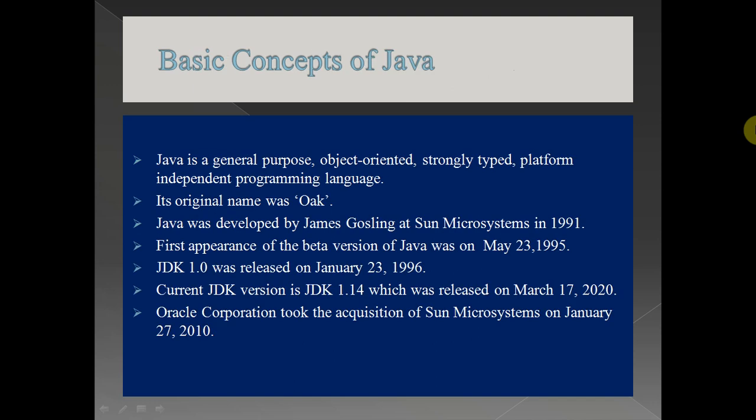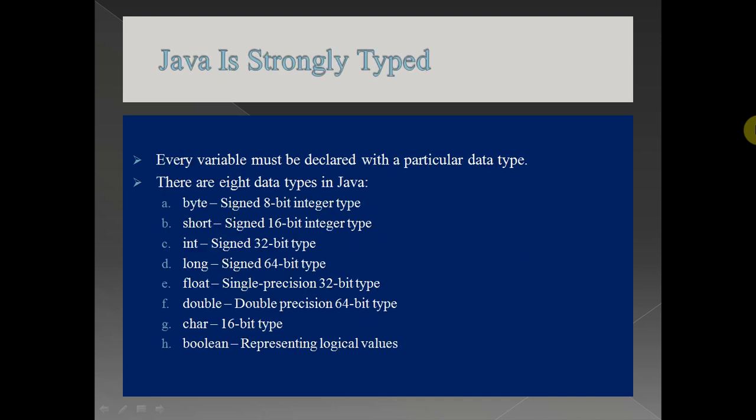The next point is that Java is strongly typed. What is it? Strongly typed in the sense that every variable must be declared with a particular data type. If we declare a variable x, it has a corresponding data type, whether it is integer or float, whatever it may be, the data type should be specified. If it is integer, we have to write int x. If it is float, we write float x, or we can also write double x.